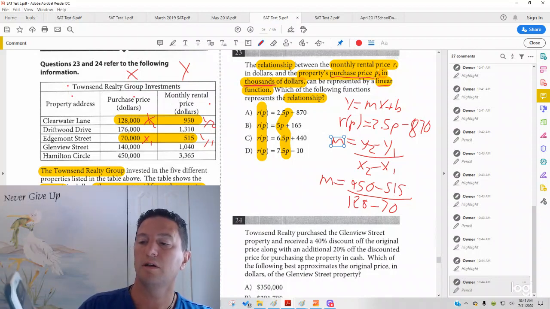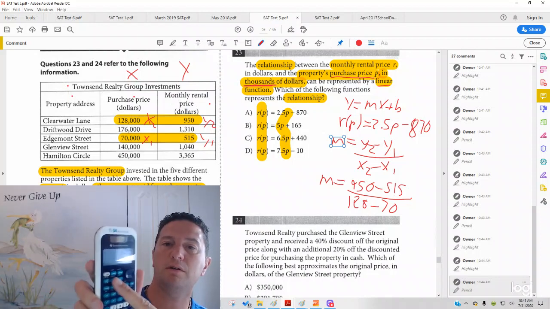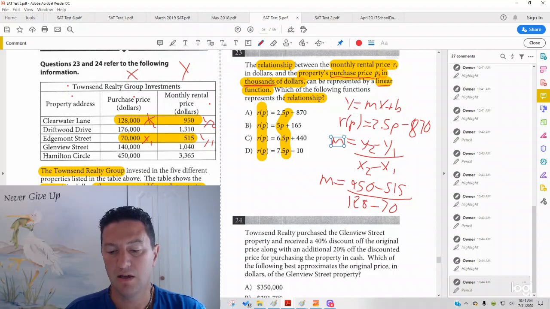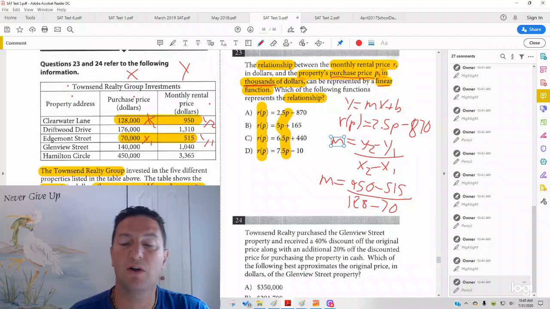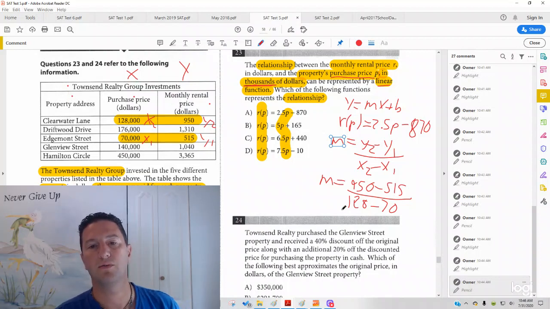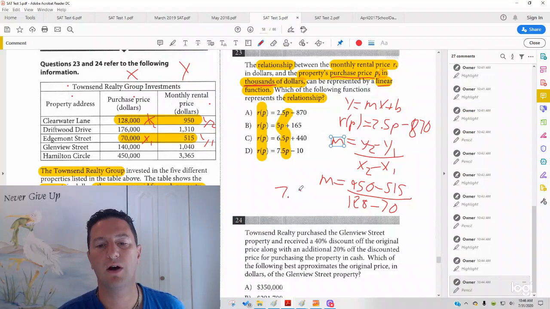So for this one, there's just a little n over d button, and all I'm going to do is plug 950 minus 515 into the top of the fraction. And then in the bottom of the fraction, I'm going to plug 128 minus 70. If you don't do this, then I would recommend doing 950 minus 515, enter, 128 minus 70, enter, and then divide from there. But what you wind up getting in that case is 7.5. So I'm going to write a 7.5 here.